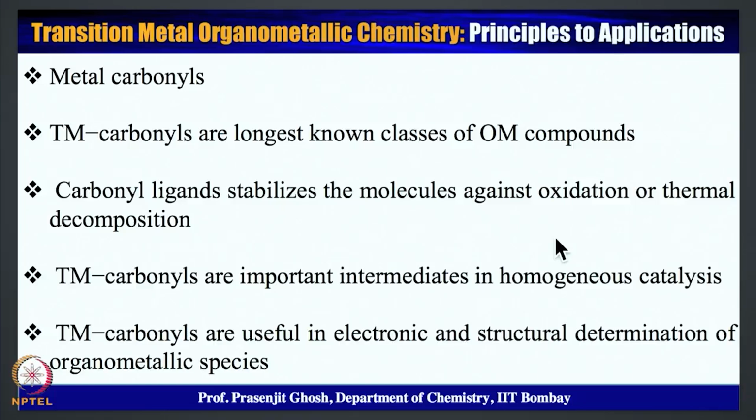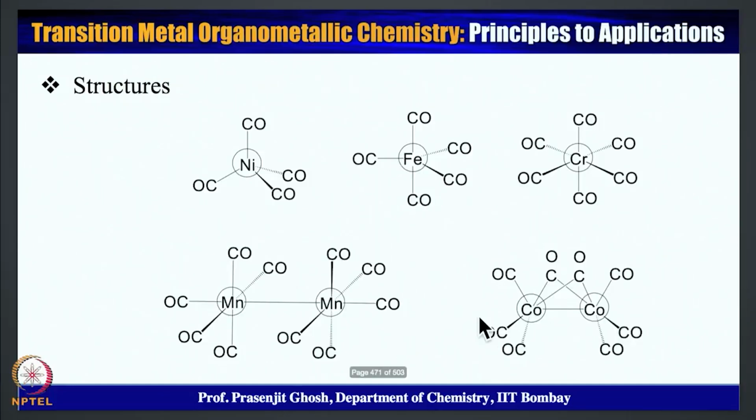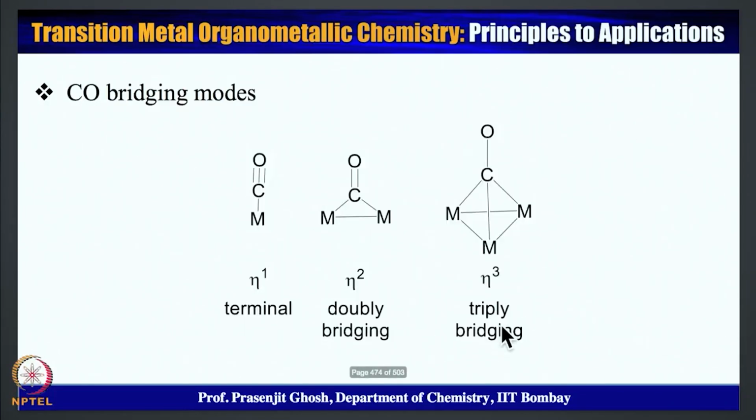After carbyne, we went to metal carbonyls. These are important compounds, one of the longest known compounds. We have looked into various kinds of binary carbonyls that are present for various metals, and these are mainly the late transition metals. Particularly, the structures of these carbonyl complexes can be very interesting, which contain metal-metal bonds or bridging carbonyls. We have looked into some of the examples as well as the types of bridging that the carbonyl displays, which can be eta 1, eta 2 and eta 3.